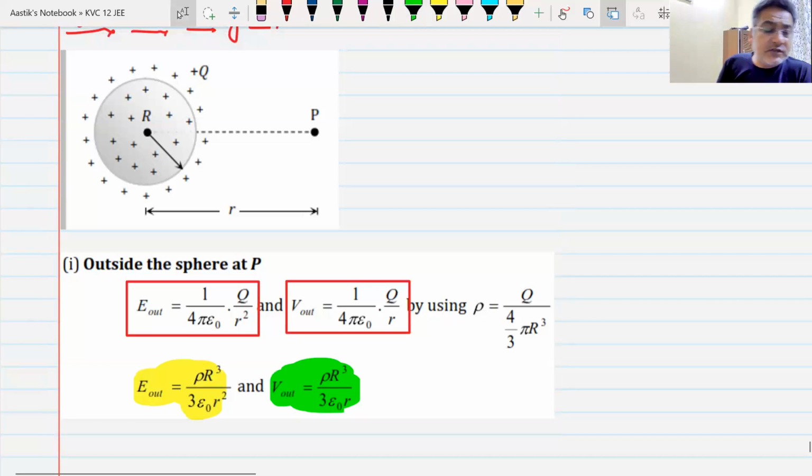Remember here in all these questions, we are assuming that the sphere is positively charged and therefore the potential is coming positive. If by chance the sphere would have been negatively charged, the potential would come negative. Also remember that potential at infinity is assumed to be zero in all these cases.